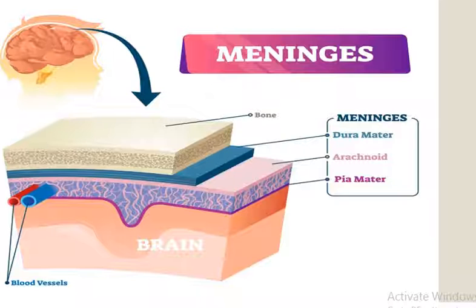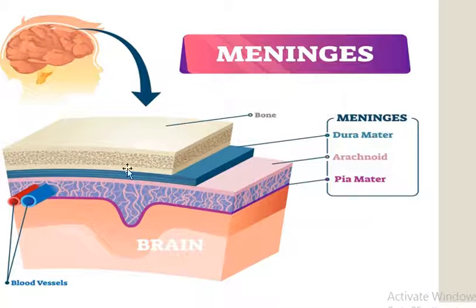So let's talk about the meningeal layer. If you can see, there is our meningeal layer, which we also call the protective layer: dura mater, arachnoid mater, and pia mater. These three we collectively call the meningeal layer. So that meningeal layer protects our brain against any injury.